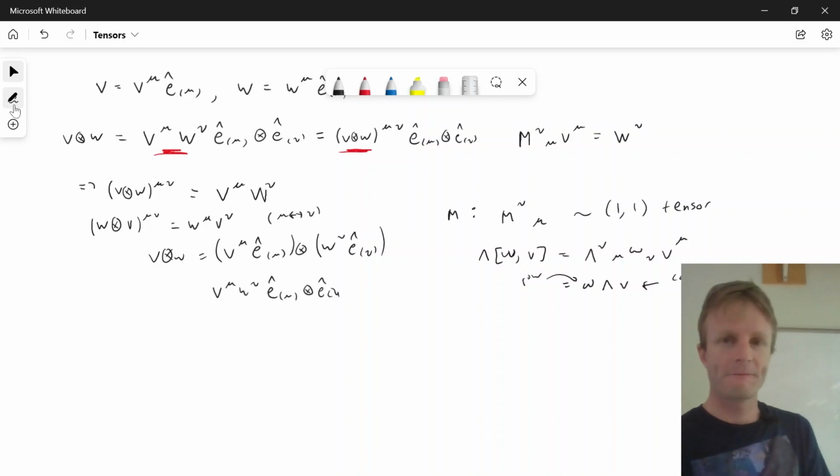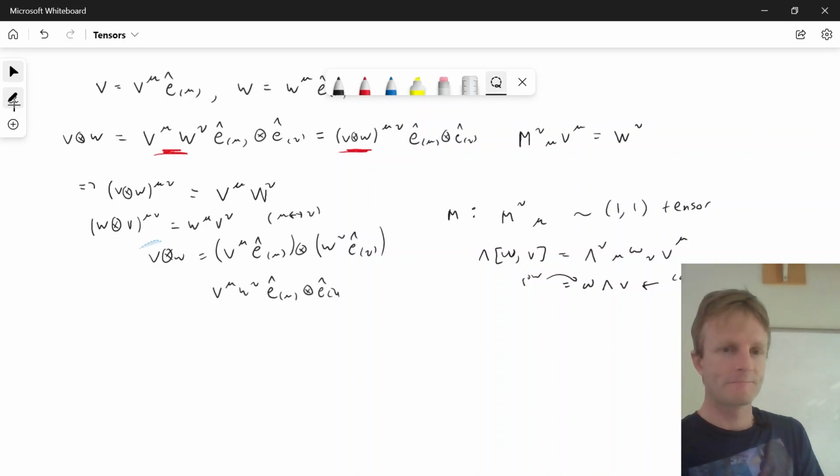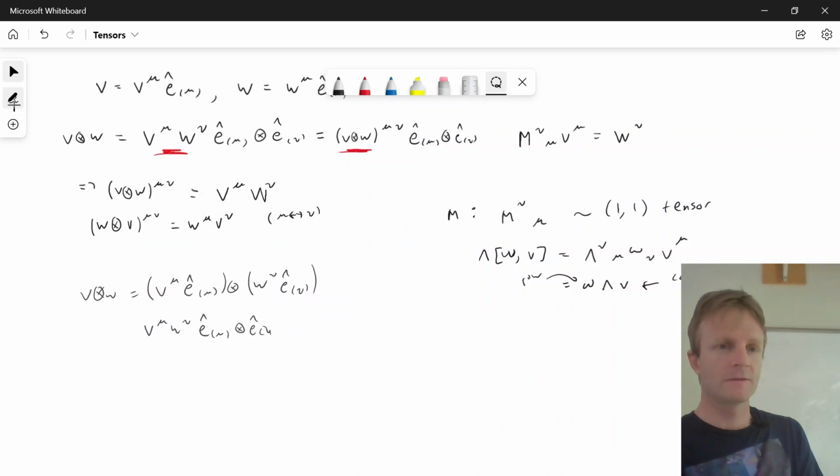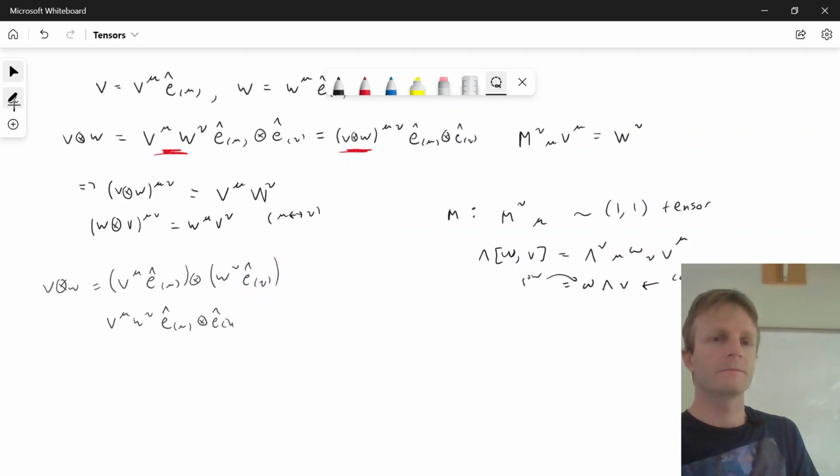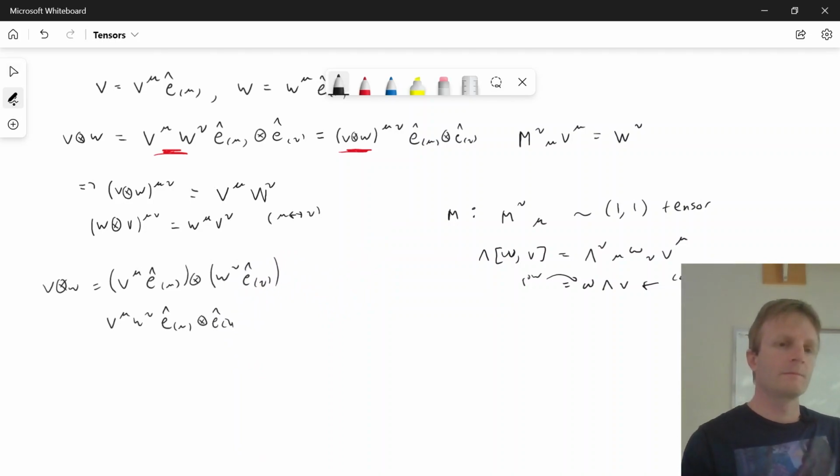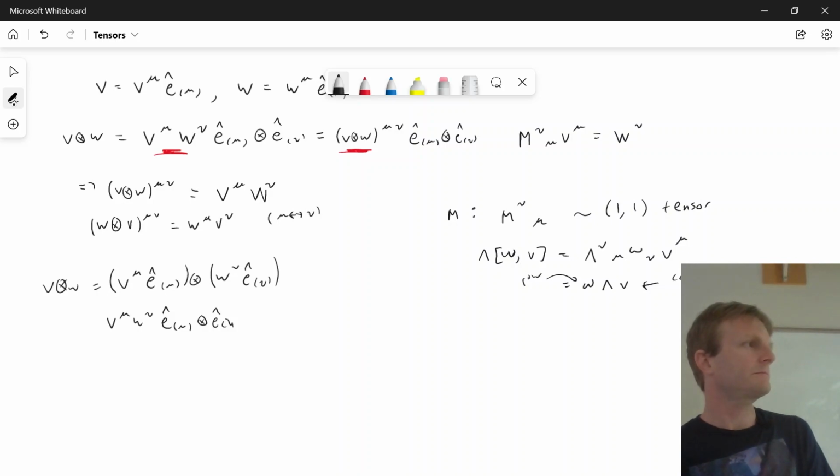Just to get back to the commutation thing, would it be correct to say that T tensor S of V tensor W is the same as S tensor T of W tensor V?